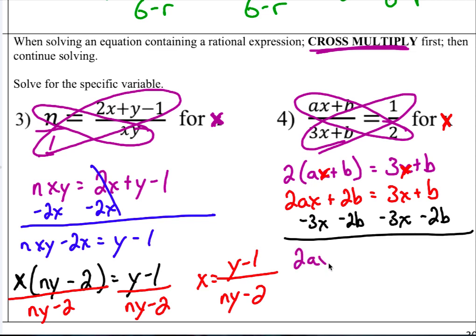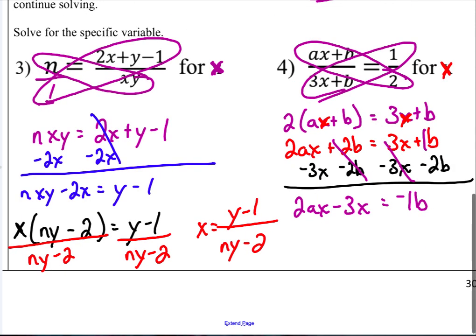So I get 2ax minus 3x. Since they don't have the same variables, one has an x but one has an a and an x, I can't combine those together. They're not like terms. But over here I have b minus 2b. Well, 1 minus 2 is negative 1b. Now you're starting to pick up on what we're going to do next. Now we want to factor that x out of those two terms. So I'm going to divide out an x. And I'm left with 2a minus 3 equals negative 1b.